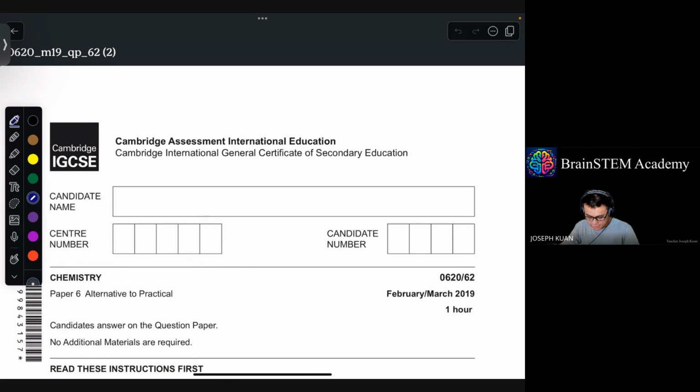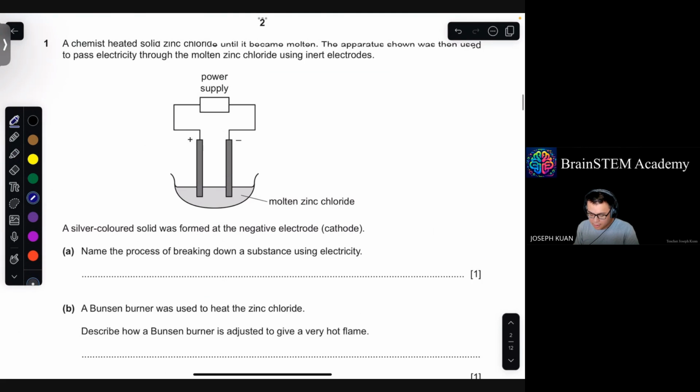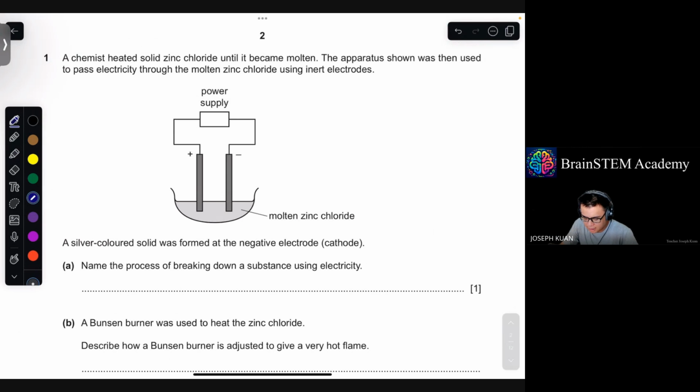This is Cambridge IGCSE Chemistry, Paper 6, Alternative to Practical, Variant 2, from February-March 2019. Question number 1. A chemist heated solid zinc chloride until it became molten. The apparatus shown was then used to pass electricity through the molten zinc chloride using inert electrodes. A silver-colored solid was formed at the negative electrode, which is the cathode.